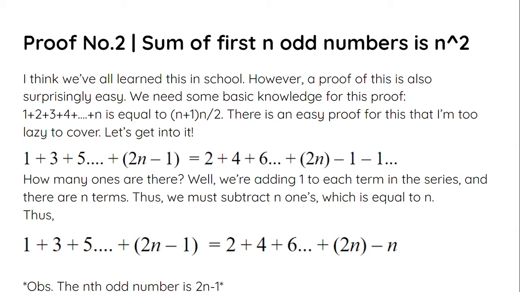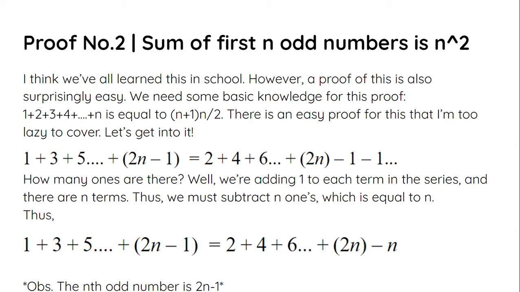So first we have the expression 1 plus 3 plus 5 all the way to 2n minus 1 is equal to 2 plus 4 plus 6 plus 2n minus 1 minus 1. Just a lot of trailing minus 1s. We only add up to 2n minus 1, not n, because the nth odd number is actually 2n minus 1.